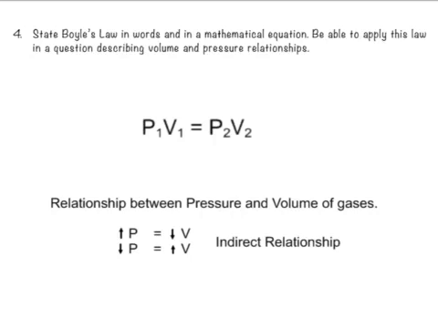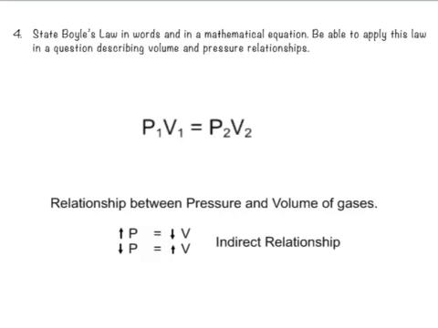Boyle's law is the relationship between pressure and volume in gases. Pressure and volume exhibit an inverse relationship. Inverse means as one goes up, the other goes down. So, for example, pressure and volume.